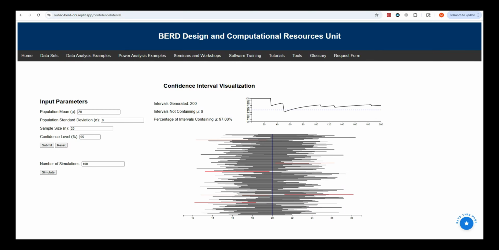Hopefully this gives you a sense for what it means to have 95% confidence that our interval contains the true parameter of interest.